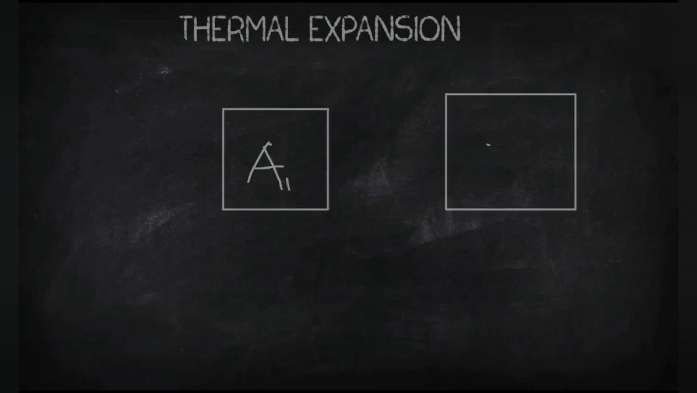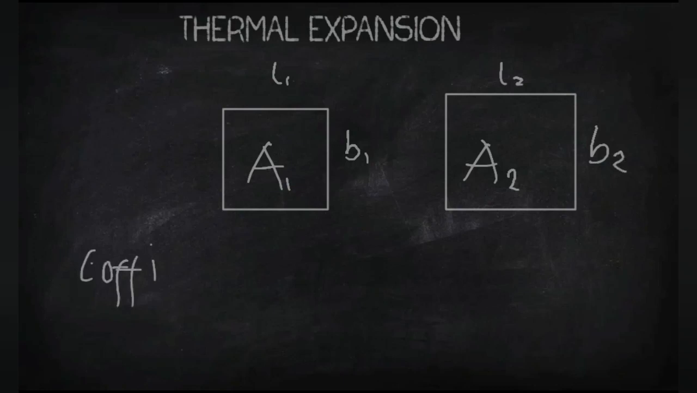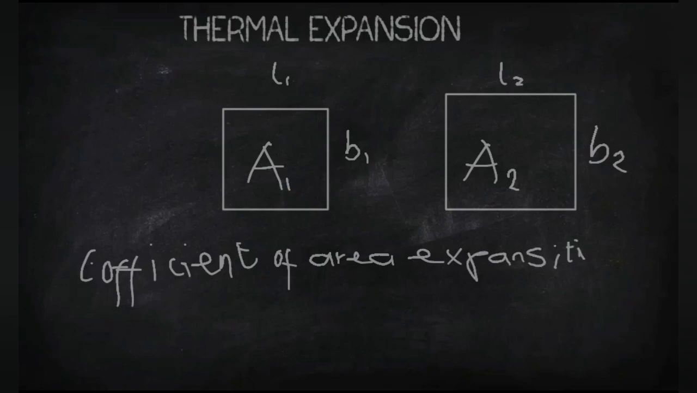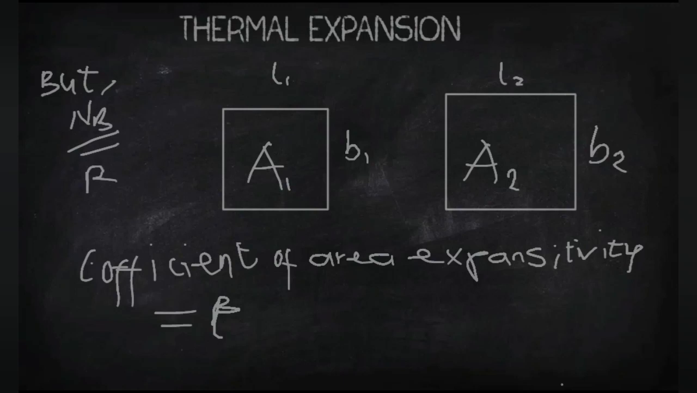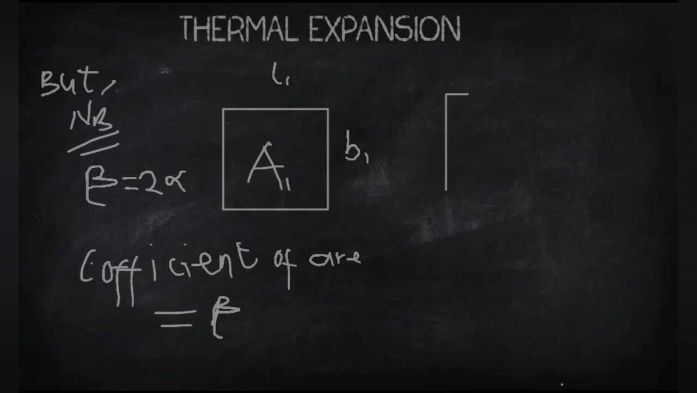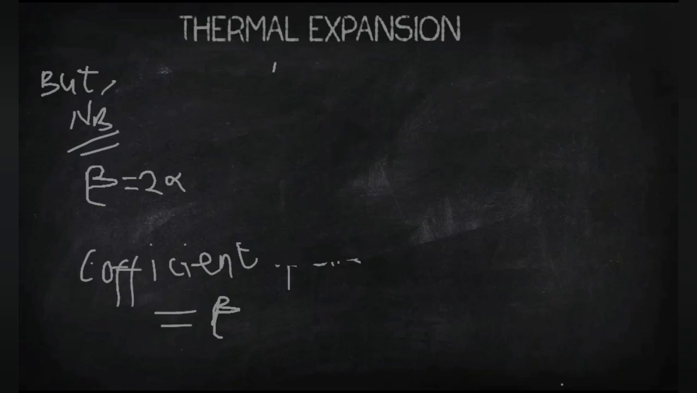Let's consider a square, we know that a square has area. Let's consider the first area to be A1 and the second area to be A2. So area 1 is equal to L1 times B1, and area 2 is equal to L2 times B2. So the coefficient of area expansivity is not alpha, but now beta, which is always equal to 2 times alpha, the coefficient of linear expansivity. Take note of that.